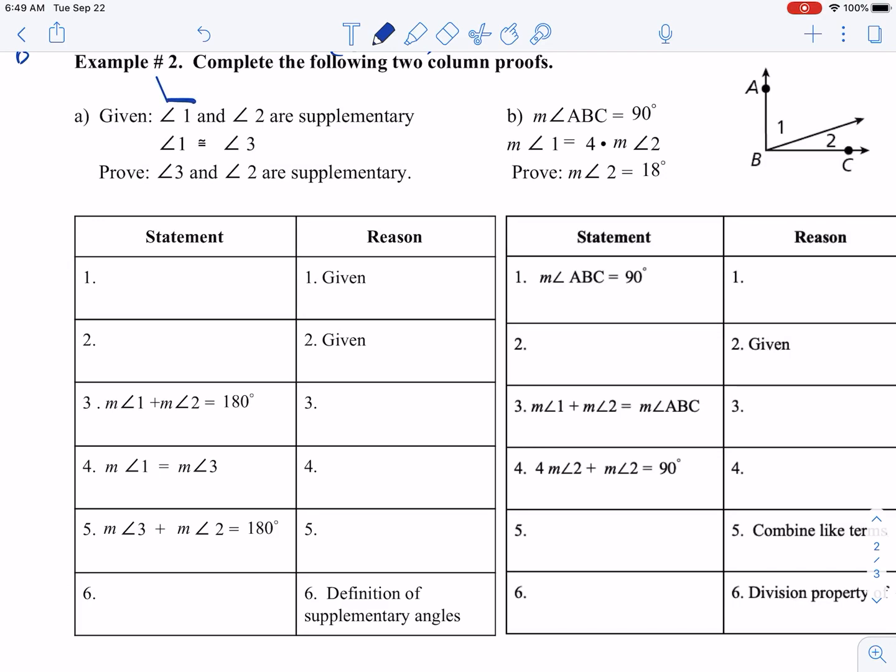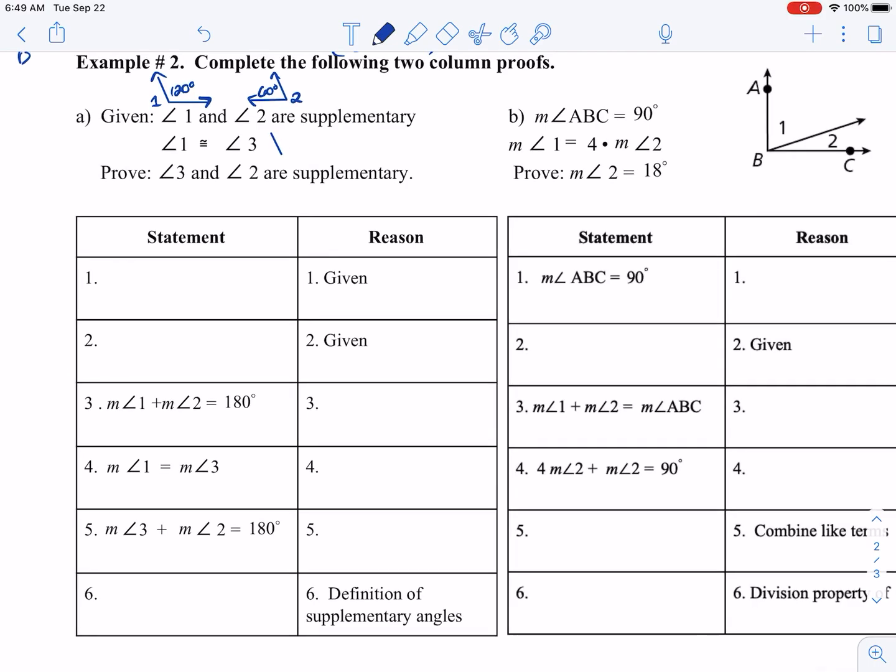But if we have two supplementary angles, angle 1, let's just call 120. Angle 2, let's call 60, because supplementary angles add to 180. So let's call this angle 1, angle 2. And then if we know that 1 and 3 are congruent, well, then 3 would also have to have a measure of 120.